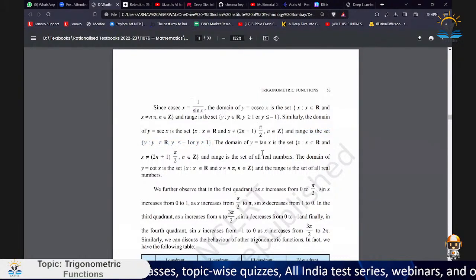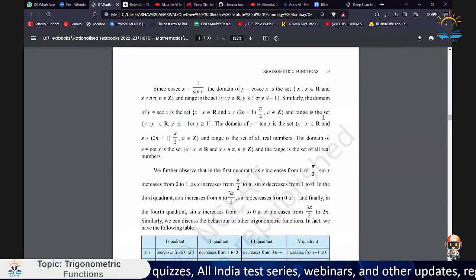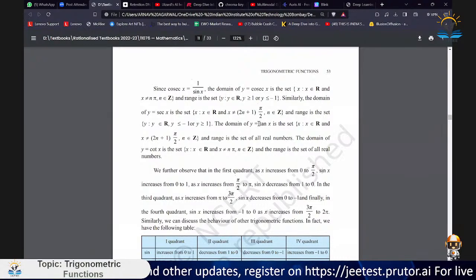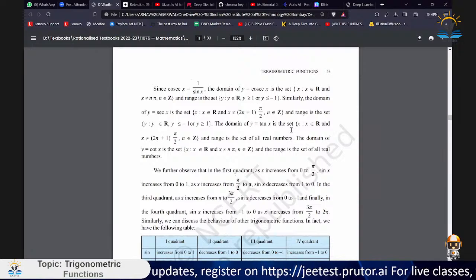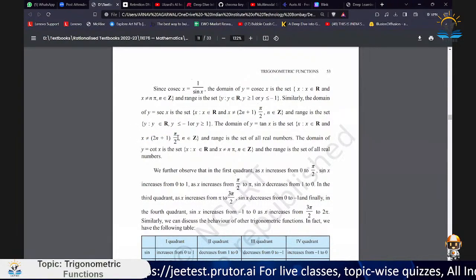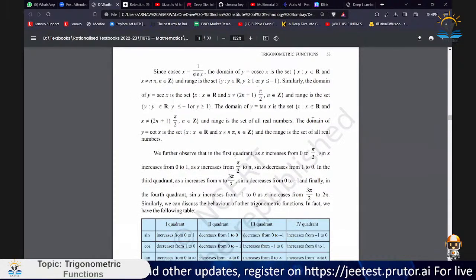Similarly, we can find the domain of tan x, which is again the set of all real numbers excluding odd multiples of pi by 2. Why? Because tan x is equal to sin x upon cos x, and cos x equal to 0 we cannot afford, because then tan x would become undefined. Hence, we exclude (2n plus 1) pi by 2. That means all odd multiples of pi by 2, because then cos x is 0. And the range of the tan x function is all real numbers.